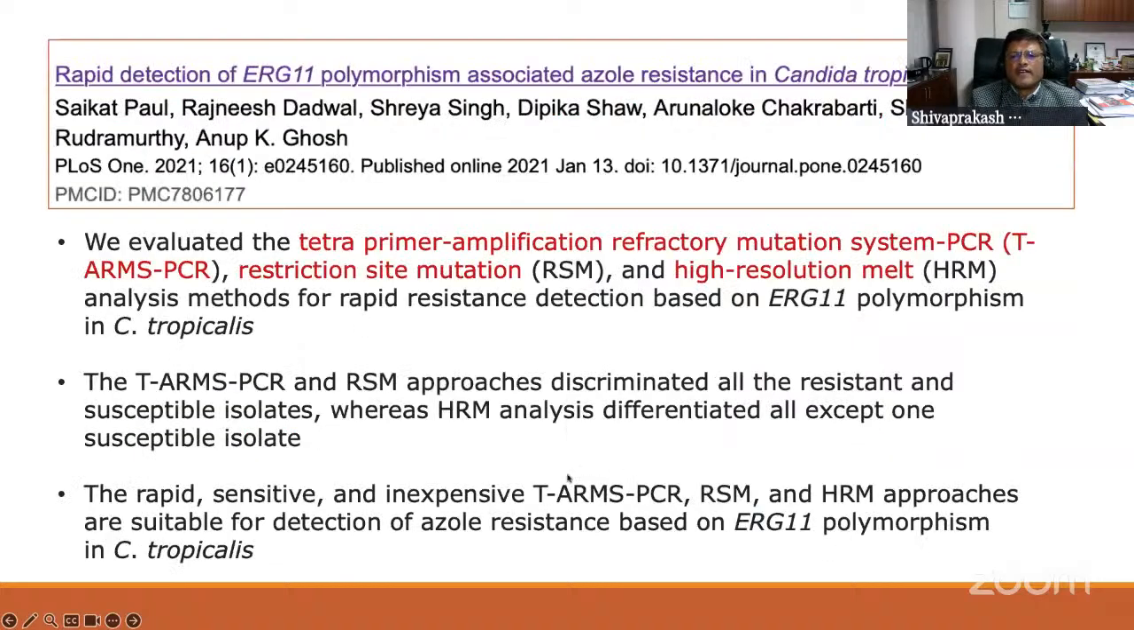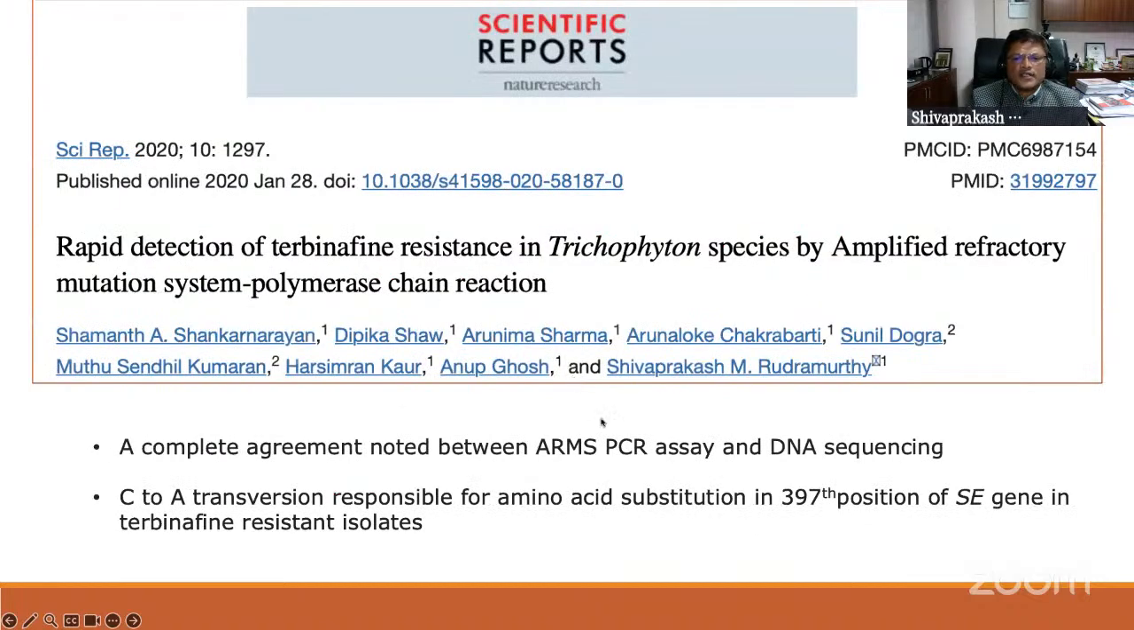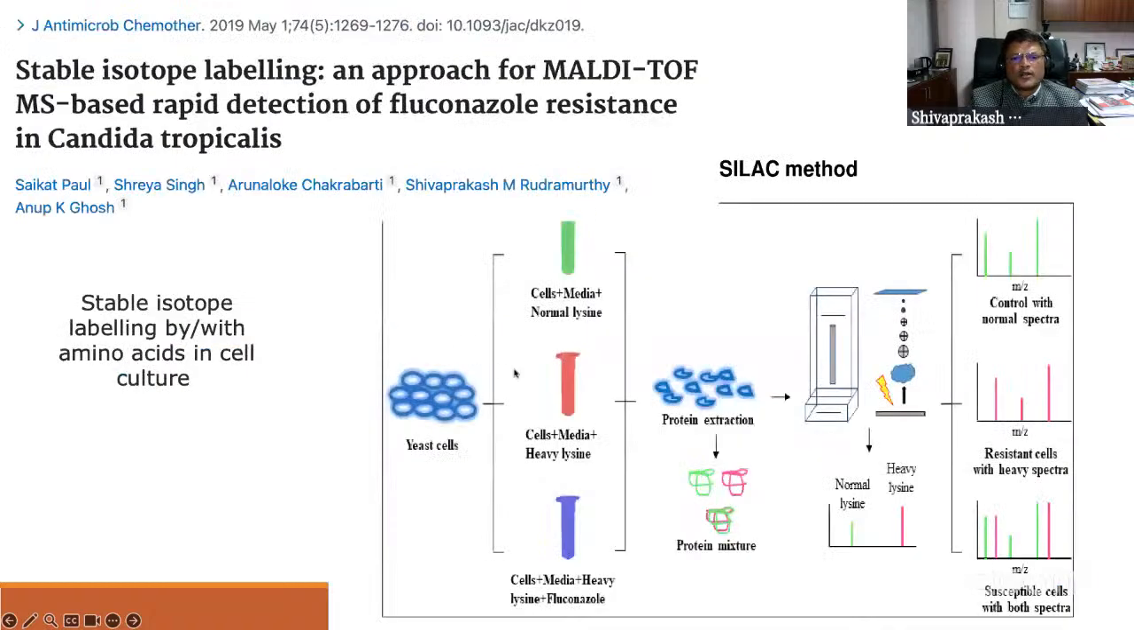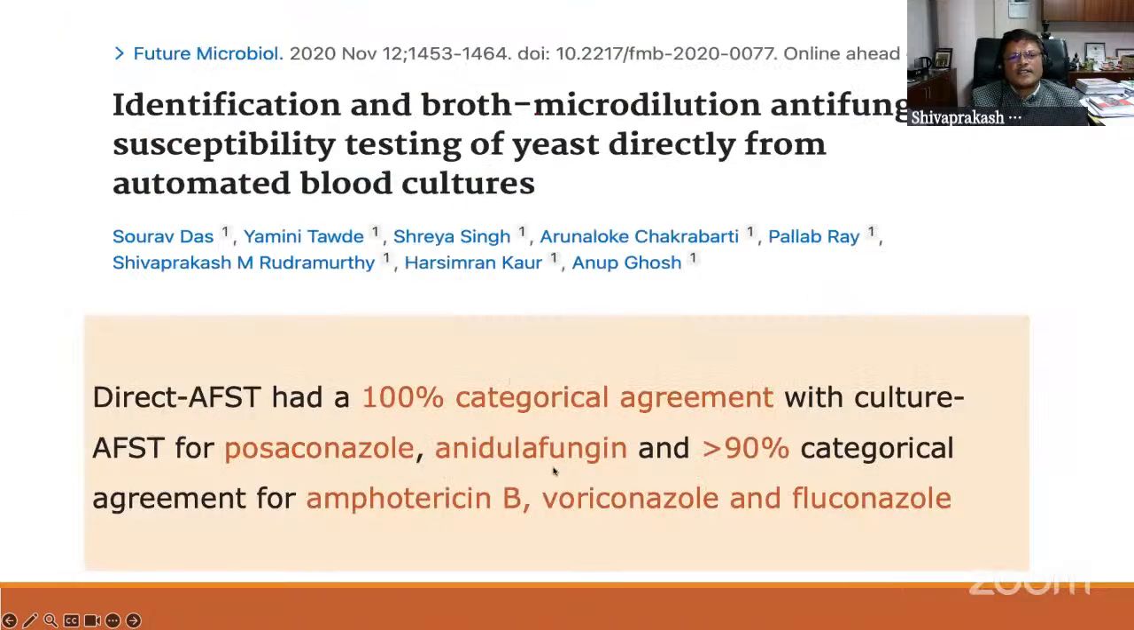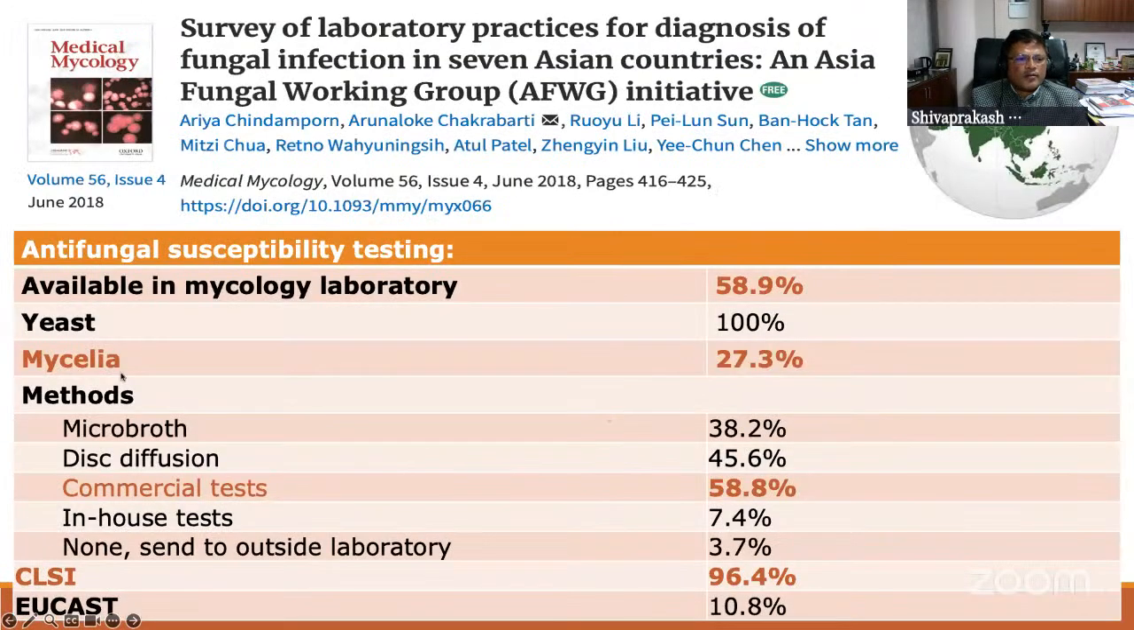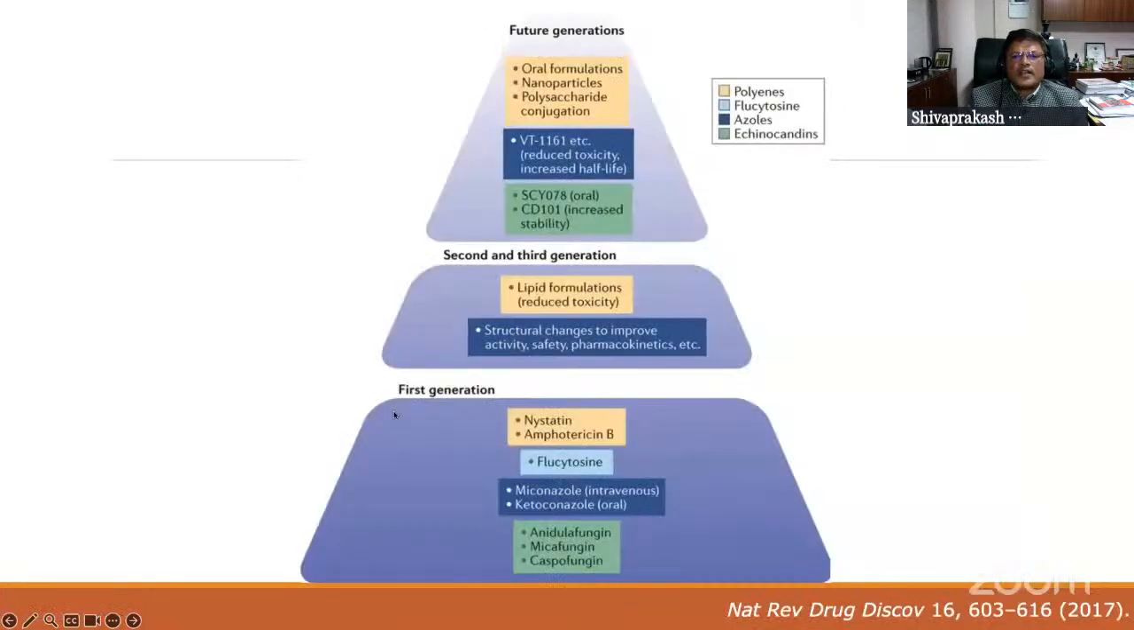We have also developed many systems for diagnosis, and one of these is ARMS PCR, new methods, and isotype labeling. These are all the recent methods that we have tried. Also, directly from automated blood cultures, we can identify the resistance by doing a direct AFST. We have published this in Future Microbiology.